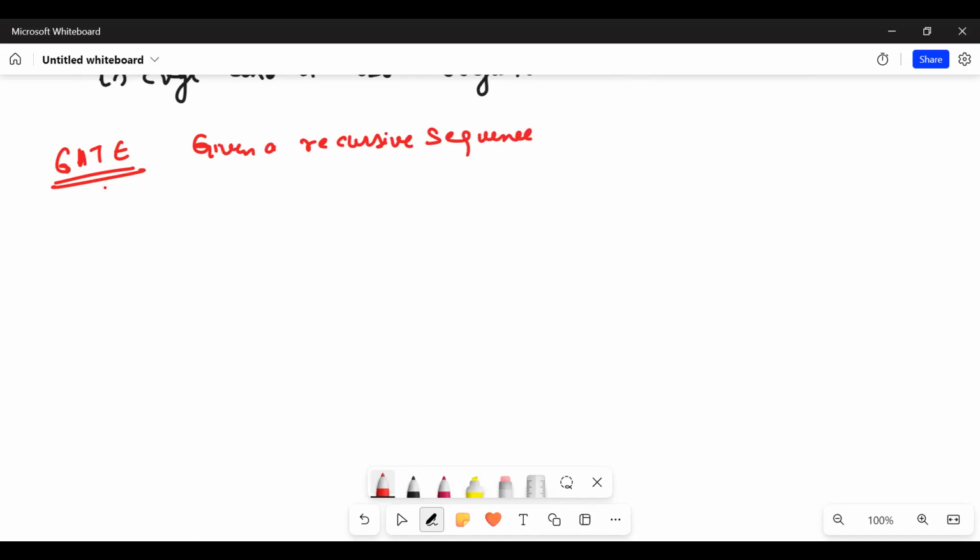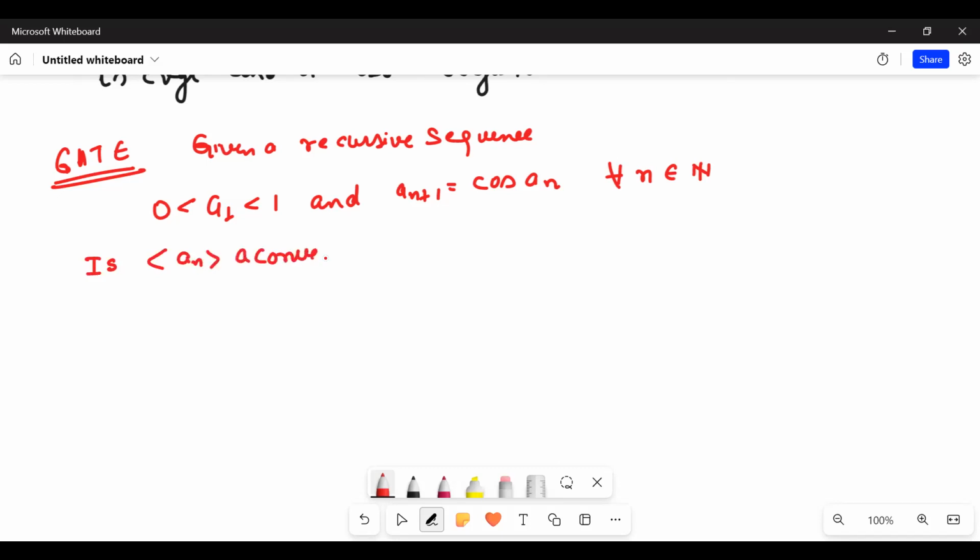so in GATE it was a little bit easy, I'm making it more general. So given a recursive sequence such that a1 lies between 0 and 1 and a(n+1) is equal to cos of an for all n belonging to the naturals, is an a convergent sequence?